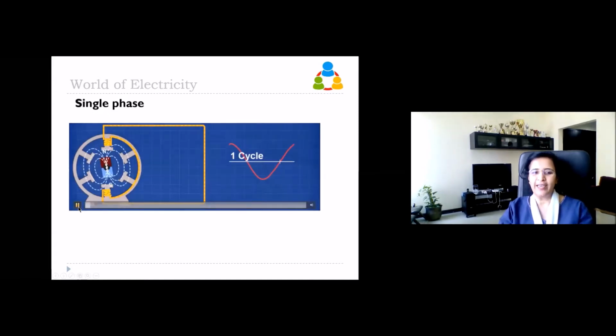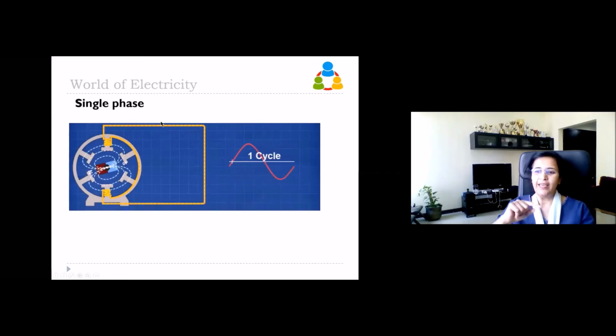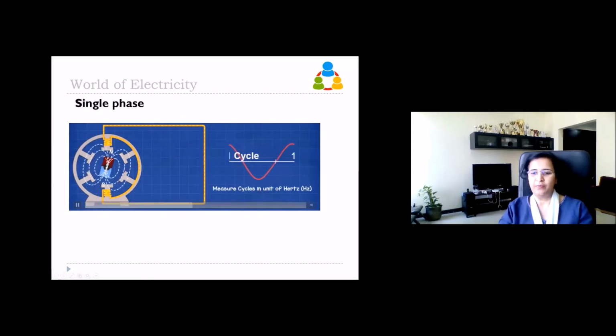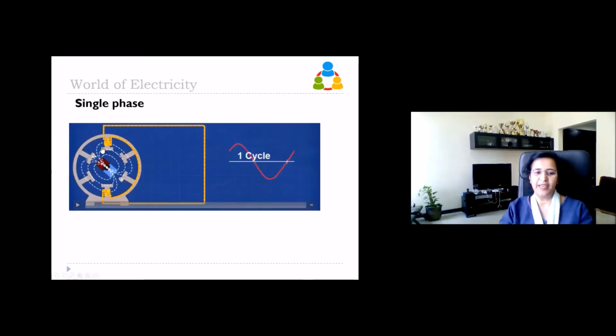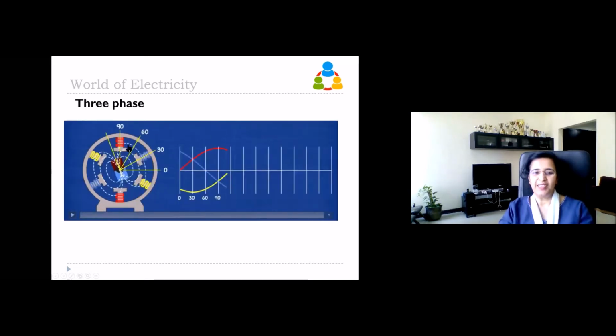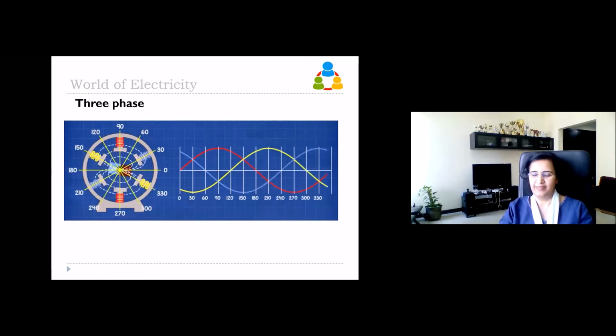Now in a single phase motor, there is only one cycle going through it. It is measured as single phase, one cycle of current going through it. Now what happens in 3-phase? It is 3 times. You see the single phase, there was only one, right? But in 3-phase, 3 different waves will be produced, and they will go like this. So this is what is called 3-phase.